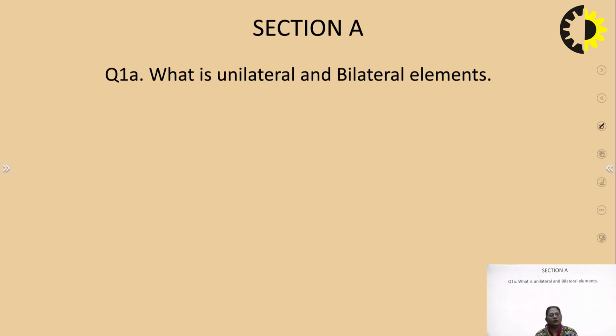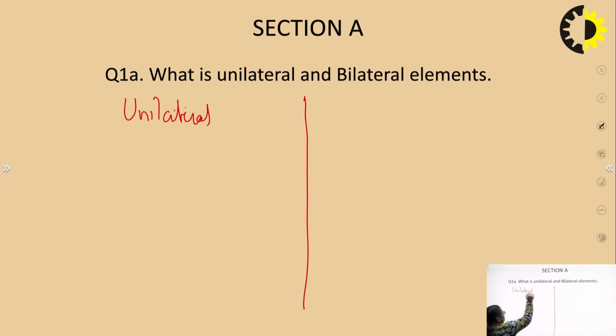So, the very first question which has occurred in 2023-24 even semester is: what is unilateral and bilateral element. This is a question from unit 1 which is very regularly asked. If we go with the classification of various electrical elements, the very important classification is unilateral and bilateral elements. I would prefer it in a tabulated form. Say this is unilateral element. What is the property of the unilateral element?